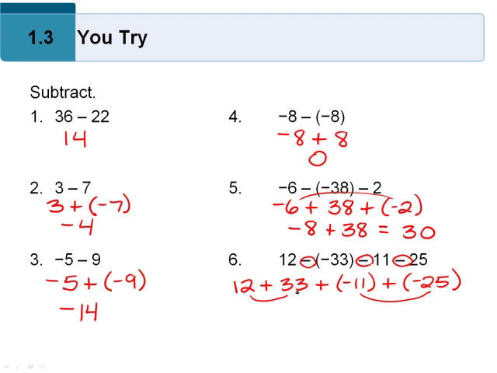So 12 plus 33 would be 45. Is that right? Yep. Plus these two negatives we add and keep the sign, which would be negative 36. Okay? And now we need to subtract and keep the sign of the bigger number, which would give you 9. Positive 9.